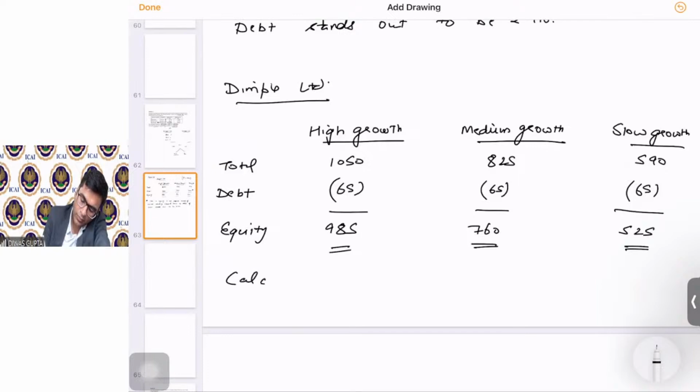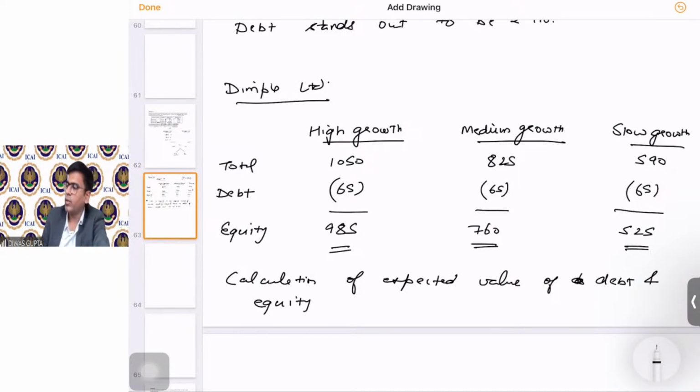Calculation of expected value of debt and equity. Now we will do this calculation, students, right? First of all, we have separated out the debt and equity portion of Simple and Dimple Limited. Now we will assign the probabilities, multiply whatever the probabilities are assigned, to arrive at the expected value of debt and equity.